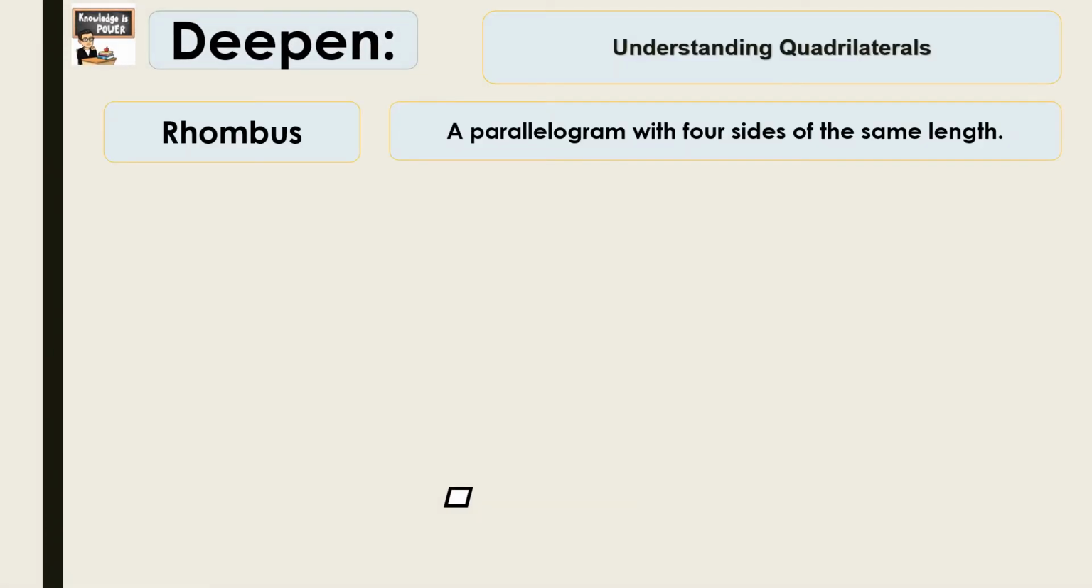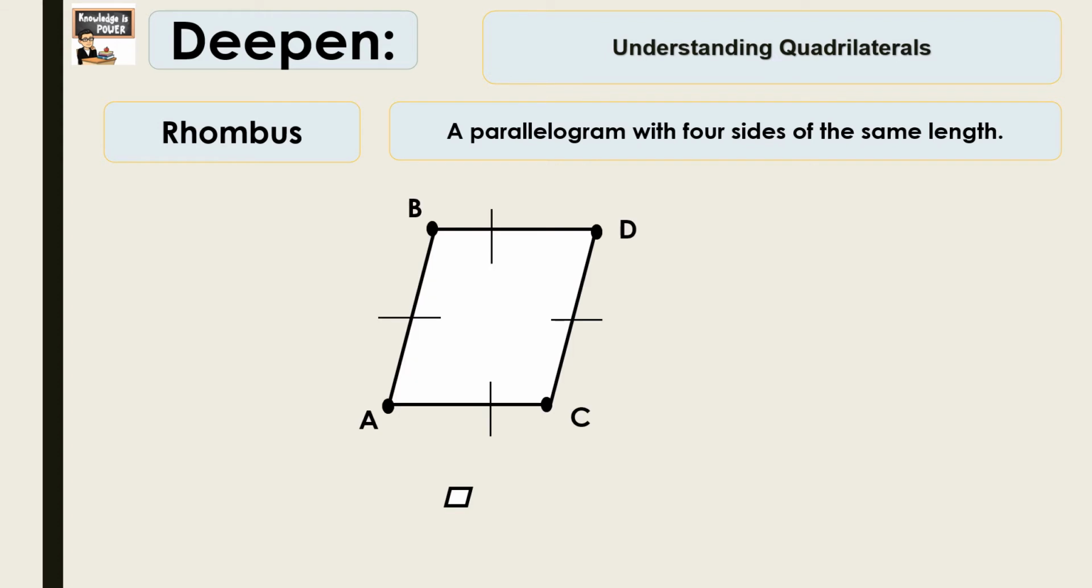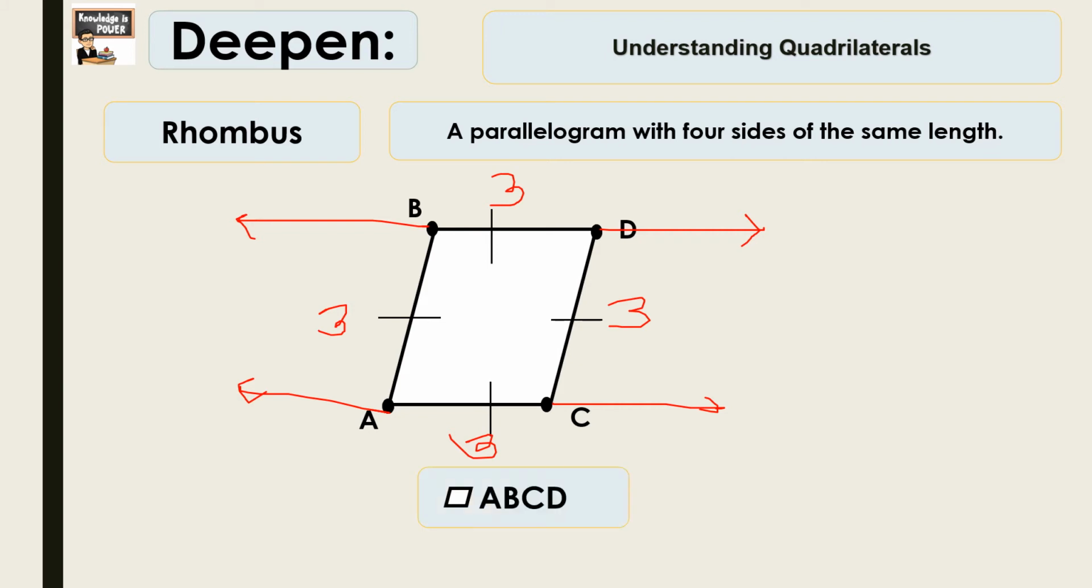Rhombus: a parallelogram with four sides of the same length. So this is the same as a parallelogram. Again, they have parallel sides also, meaning two pairs. But the difference between the parallelogram and the rhombus is that the rhombus has equal sides. For example, if that is 3, then this is 3, and this is 3. In a parallelogram, opposite sides are equal, but here, all sides are equal. So we can call that rhombus ABCD.